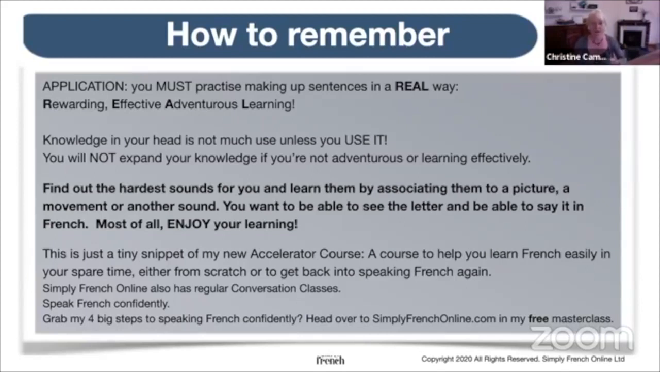So you won't expand your knowledge if you're not adventurous and if you're not learning effectively. Now, for the alphabet, it means finding the sounds, the hardest sounds for you, and learn them by associating them to a picture or a movement or a sound like élève, éléphant, téléphone. You want to be able to see the letter in your head, be able to see it in French, say it in French. See, say, feel, move, any of your senses that you can use to learn the sounds will help you learn. And most of all, enjoy your learning. If you're not enjoying it, you need to evaluate very carefully and think there has to be another way.